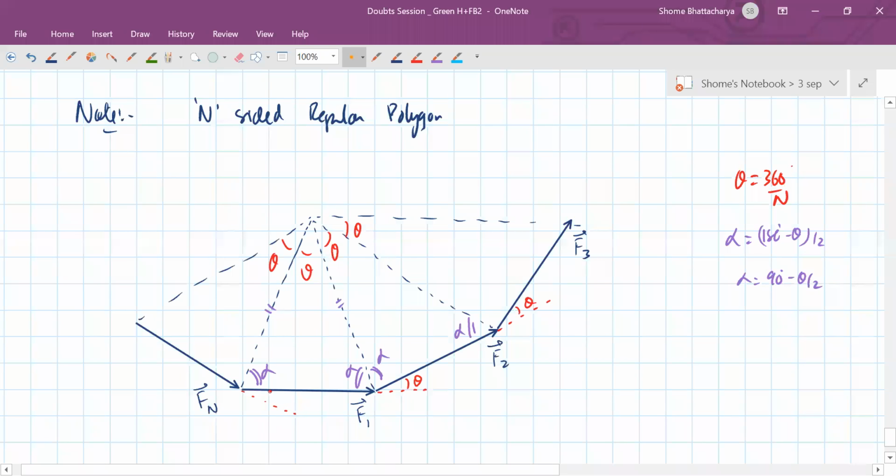So the angle between the vectors f1, f2, f2, f3, etc., that's the same as the angle subtended by each of the sides at the center, which is 360 by n. So this is the general geometrical property of the regular n-sided polygon. Okay. So remaining doubts of this one we will discuss in class. Don't worry. Okay.